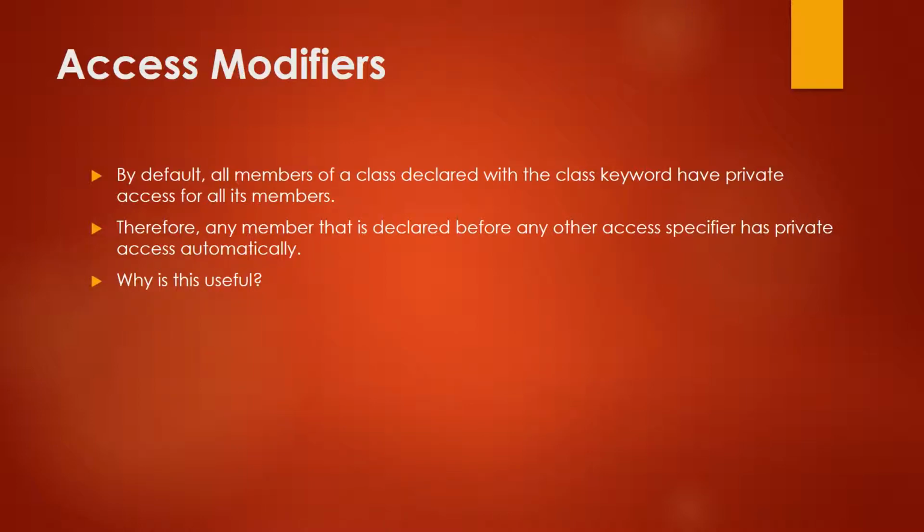As I mentioned before, by default, classes are all private. All their members are private by default. Structures are declared public by default. That's the only difference between the two.